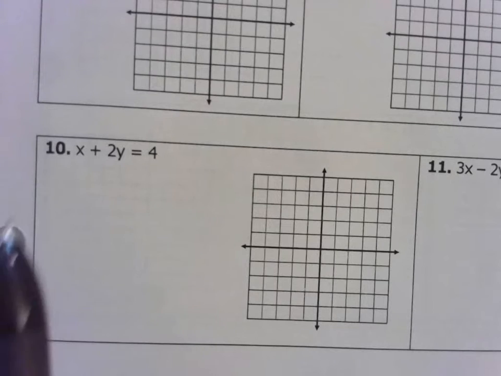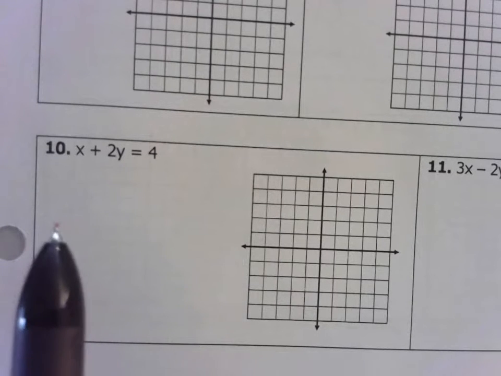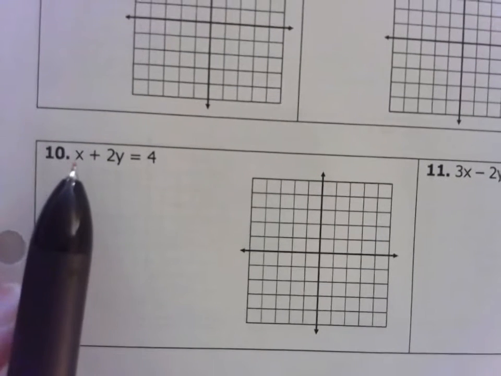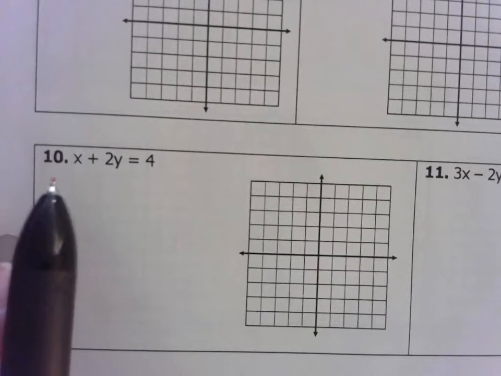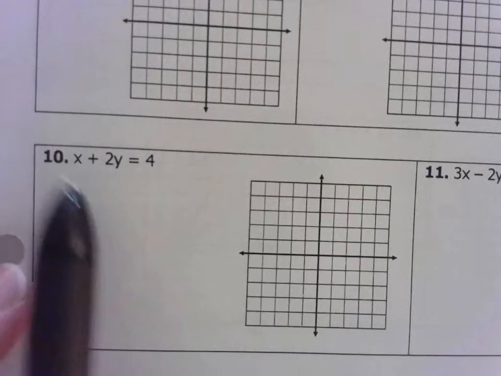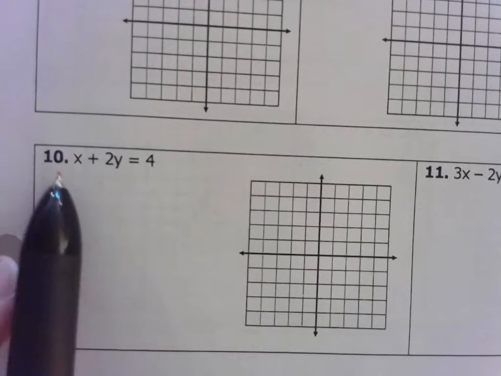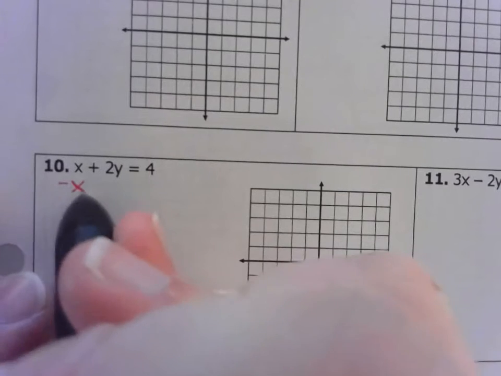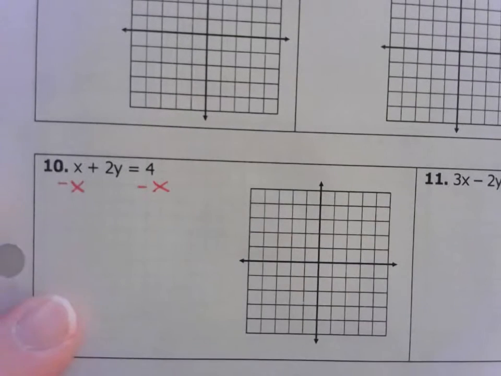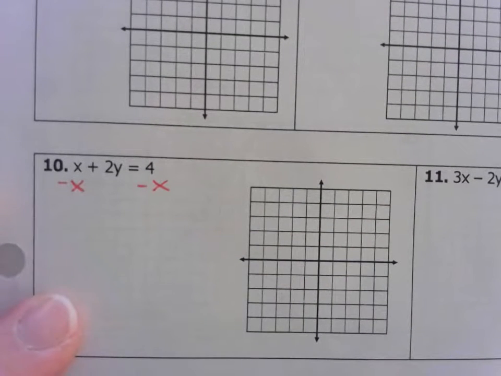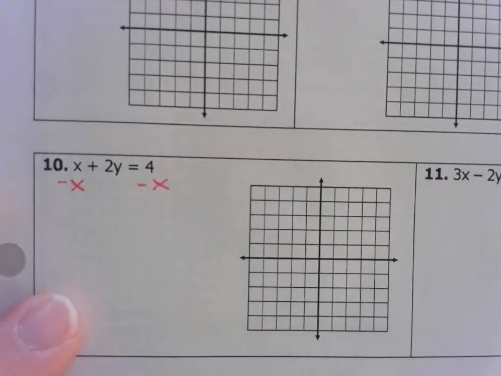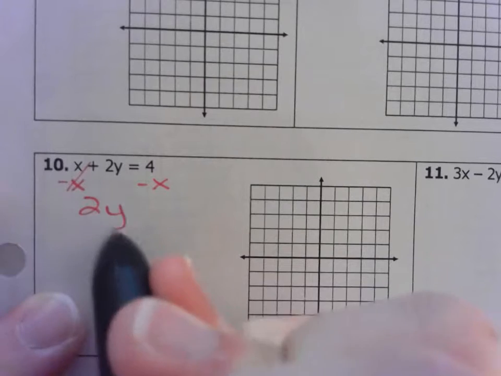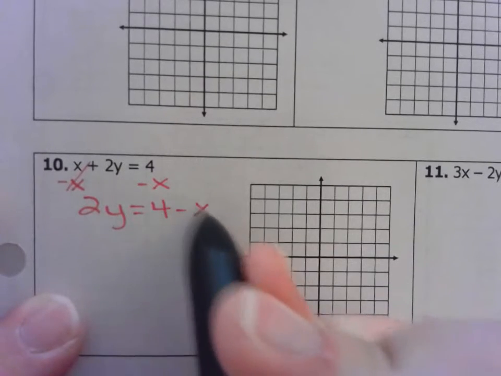The issue with standard form is you can't just look at it and find the slope and y-intercept. So what I need to do is get it in y equals mx plus b form first. Solve for y, just like we did on the warm-up. So if I look at 10, what would I do first to solve for y? Minus x, just like on the warm-up. So we have to do this first before you can just look at it and tell me the slope and y-intercept. 2y equals 4 minus x.